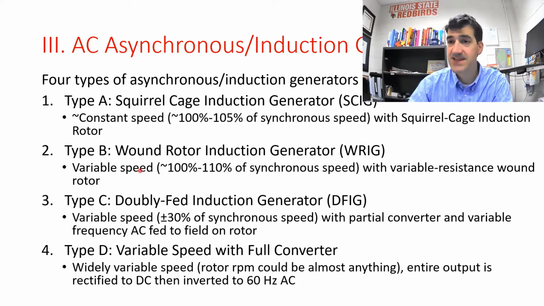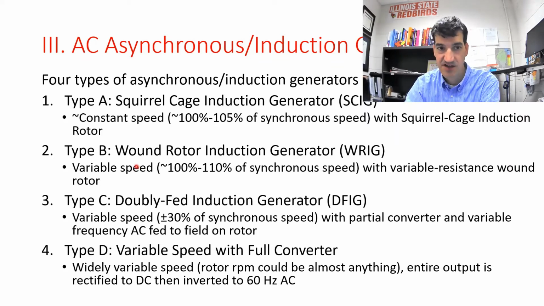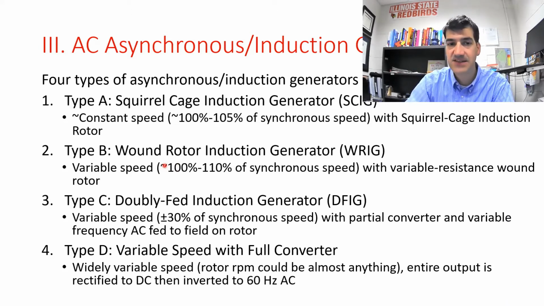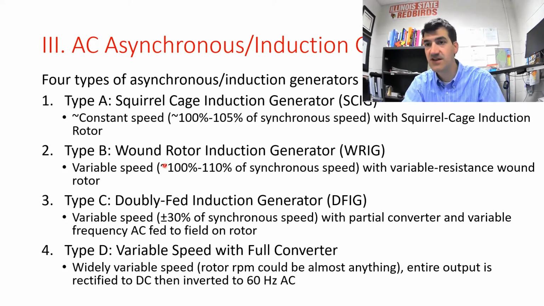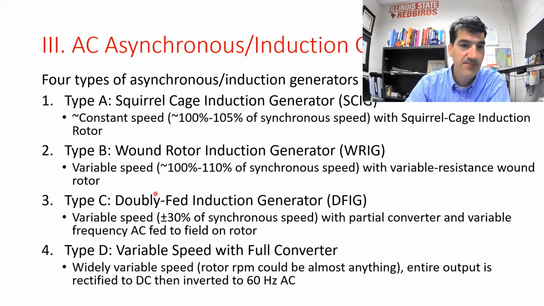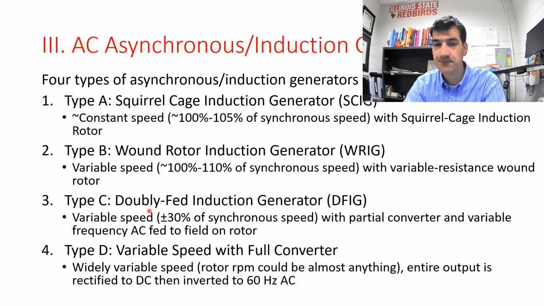So the type B, or the second type that we'll talk about, is a slight modification of the type A generator. It just replaces that squirrel cage rotor with a rotor made from wires. It's a wound rotor. We'll talk more about that in a couple minutes, but basically that slightly improves the amount of variation in the input speed that you can deal with. The type C is a little bit more complicated. We'll talk about that when we get to it.